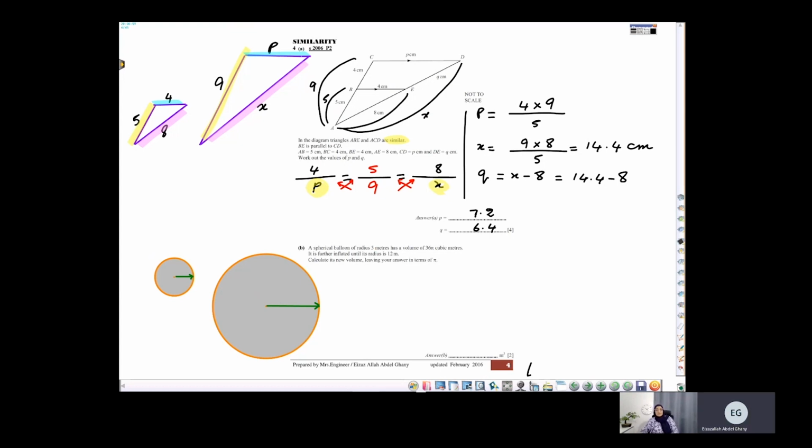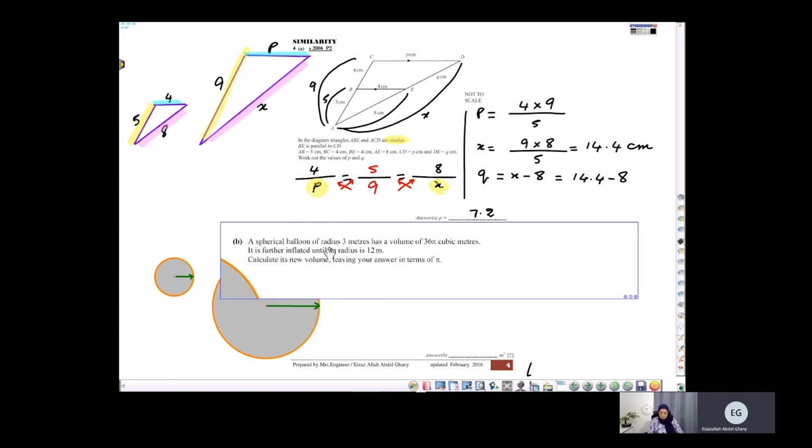That's all about this question, but the next question is a 3D shape. He is now talking about spheres. Spheres means balls. When he says a spherical balloon, it means the balloon looks like a ball. When you inflate it, it means you blow in air to become bigger. Let's read the question.